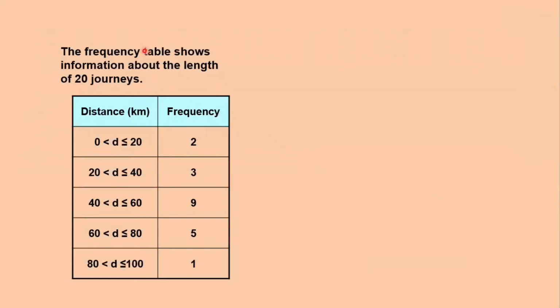Here you are given a frequency table. The information is given about the length of 20 journeys. The distance in kilometers, 0 < d ≤ 20, has frequency 2. 20 < d ≤ 40 is 3. 40 < d ≤ 60 is 9. 60 < d ≤ 80 is 5. And 80 < d ≤ 100 is 1. When you add 2 plus 3, 5 plus 9, 14 plus 5, 19 plus 1, 20. So the total of the frequencies is 20.